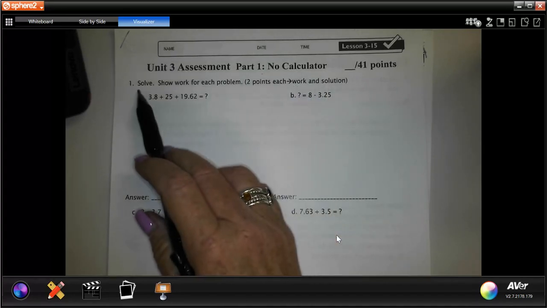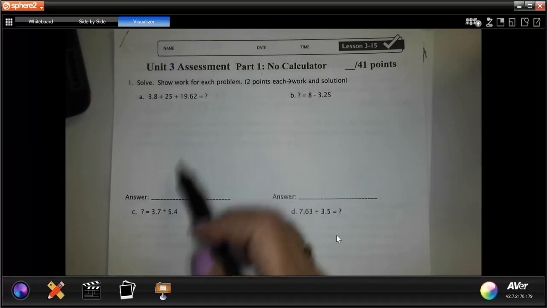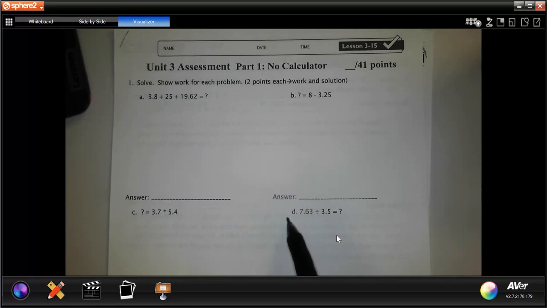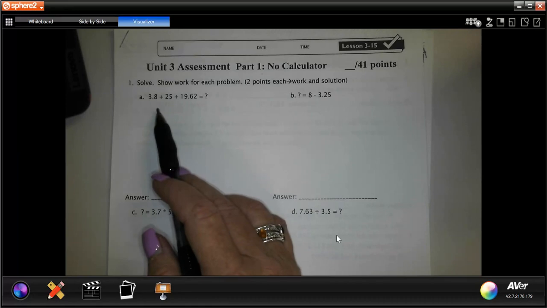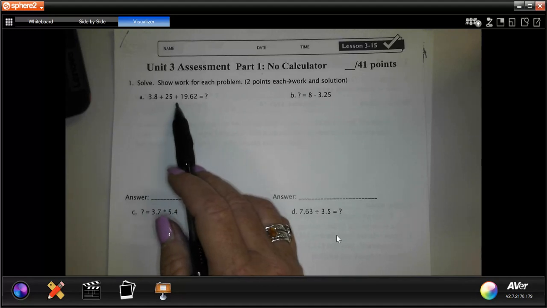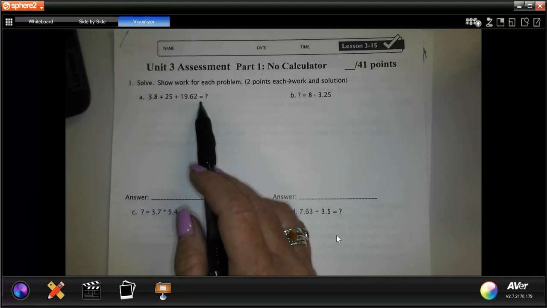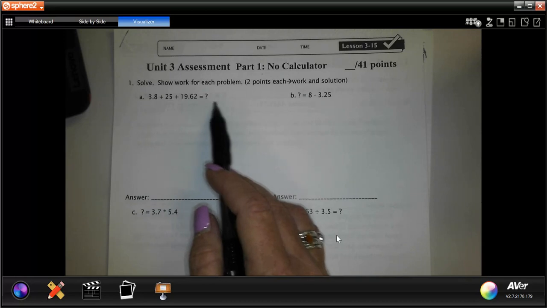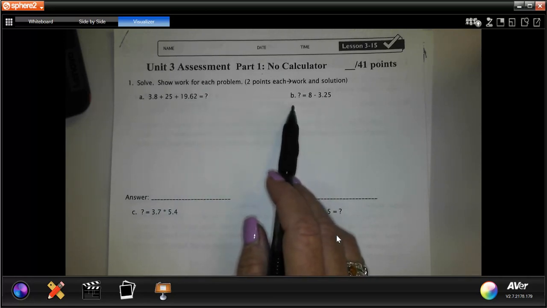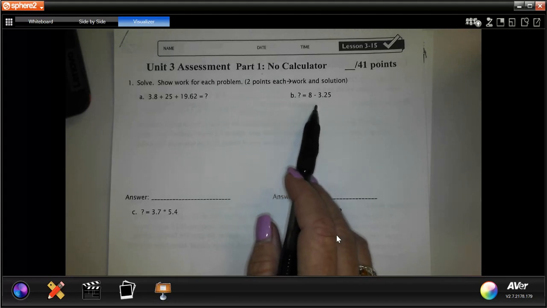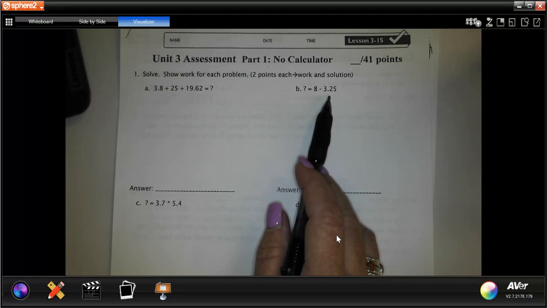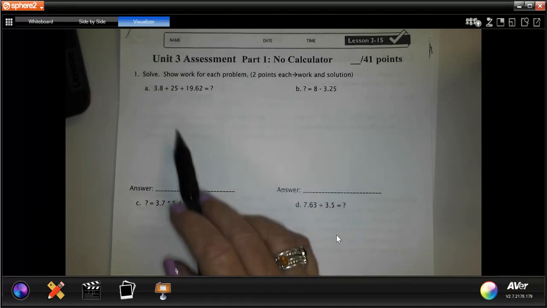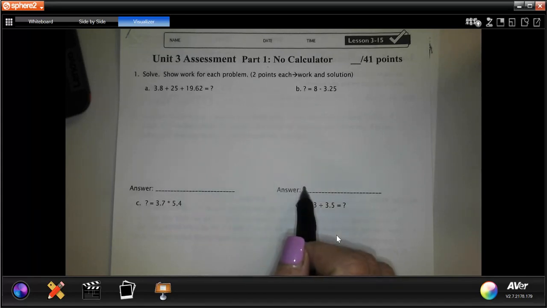So on questions 1, A, B, C, and D, you are going to do calculations. Decimal addition, 3.8 plus 25 plus 19.62 is equal to what number? Question B is what number is equal to 8 minus 3.25? Pause the video and solve this. When you are done with A and B, unpause your video.